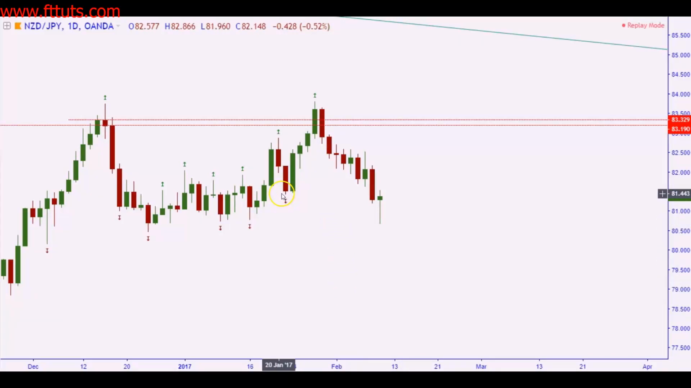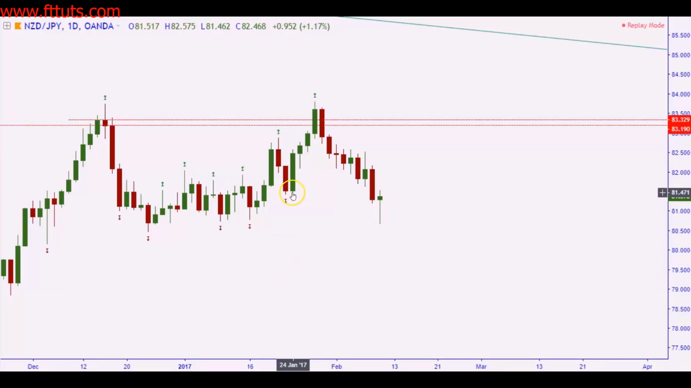Now it looks like we broke this level. So we were going 1, 2, 3, 4 to the upside. So now we went 1, 2, 3. Now 4 would have to break this level, and 3 shouldn't have broke below 1. So we're all messed up in here for the 1, 2, 3 continuation. So we may be seeing the 1, 2, 3 reversal.